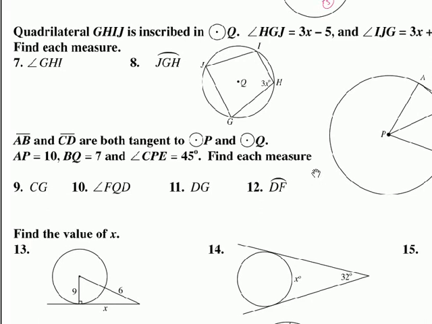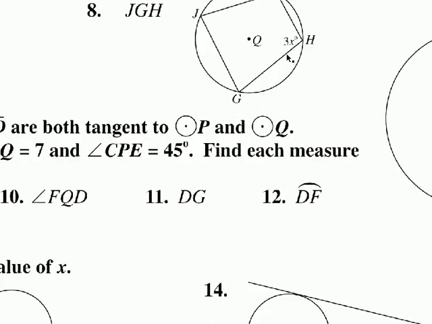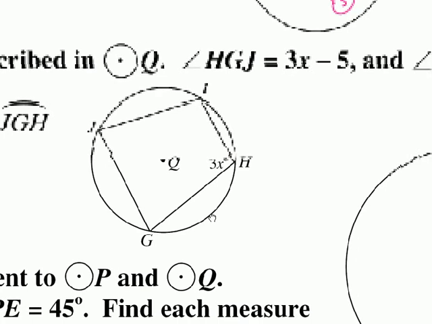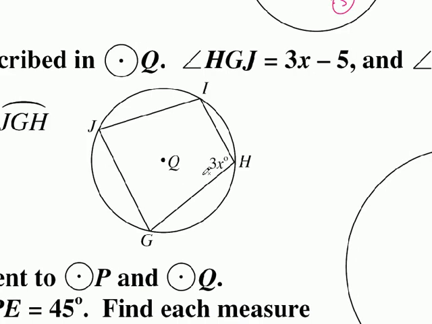Let's see what we got here. Okay, the quadrilateral is inscribed in the circle. Let's make this bigger. Angle HGJ is 3x minus 5. That's right. So it's 3x minus 5. That's what that angle is right there.